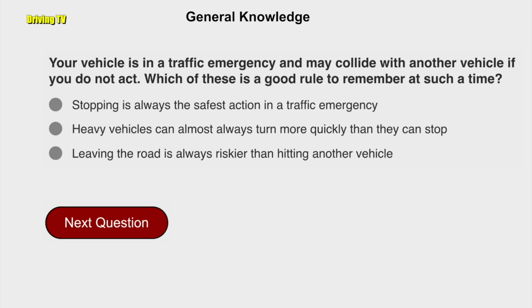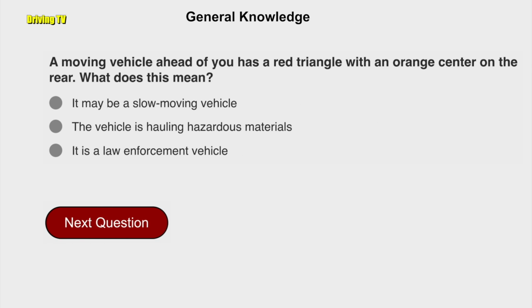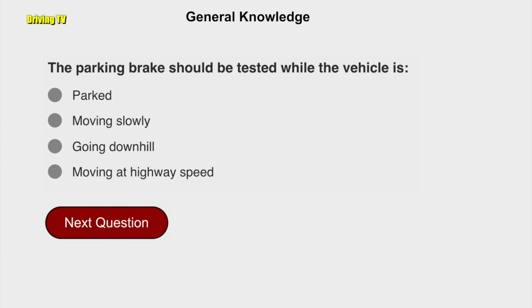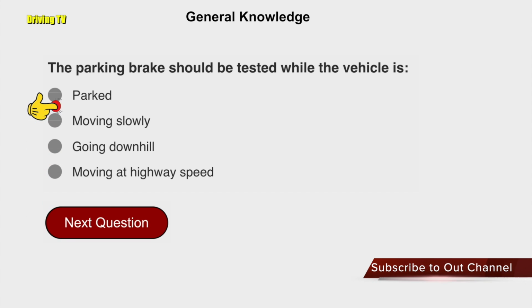Your vehicle is in a traffic emergency and may collide with another vehicle if you do not act. Which of these is a good rule to remember at such time? Heavy vehicles can almost always turn more quickly than they can stop. A moving vehicle ahead of you has a red triangle with an orange center on the rear. What does this mean? It may be a slow-moving vehicle. The parking brake should be tested while the vehicle is parked.